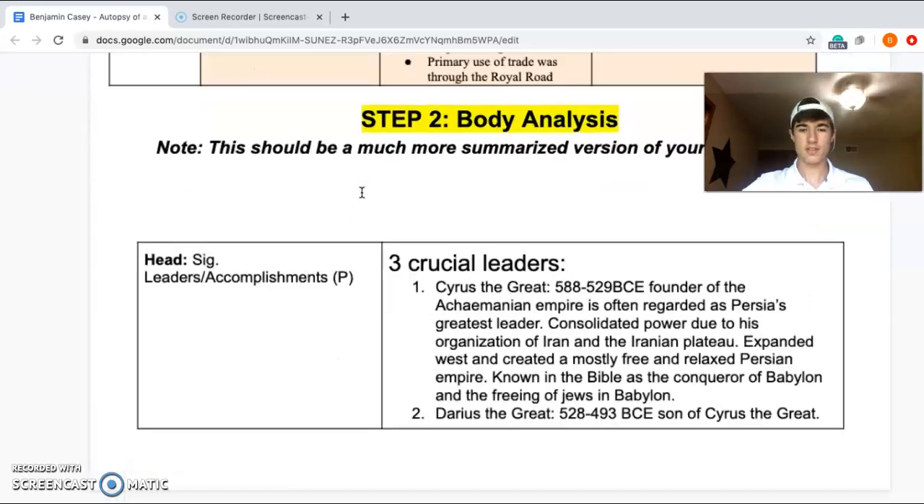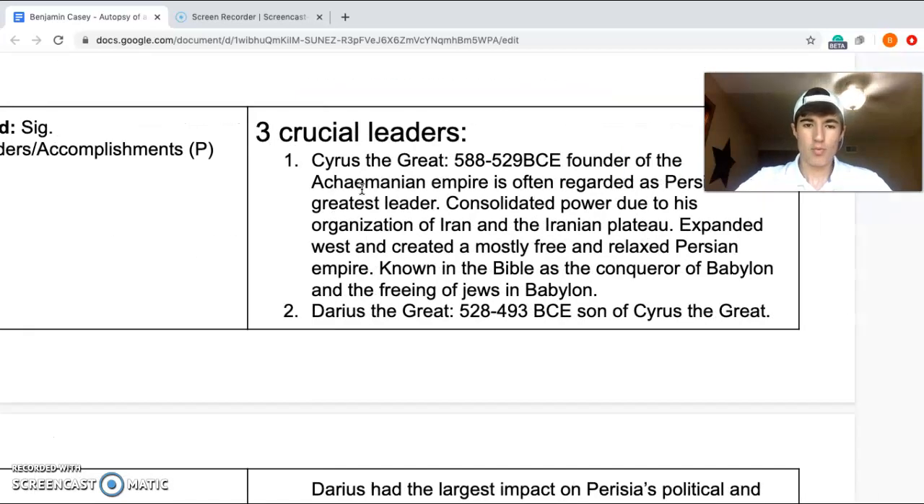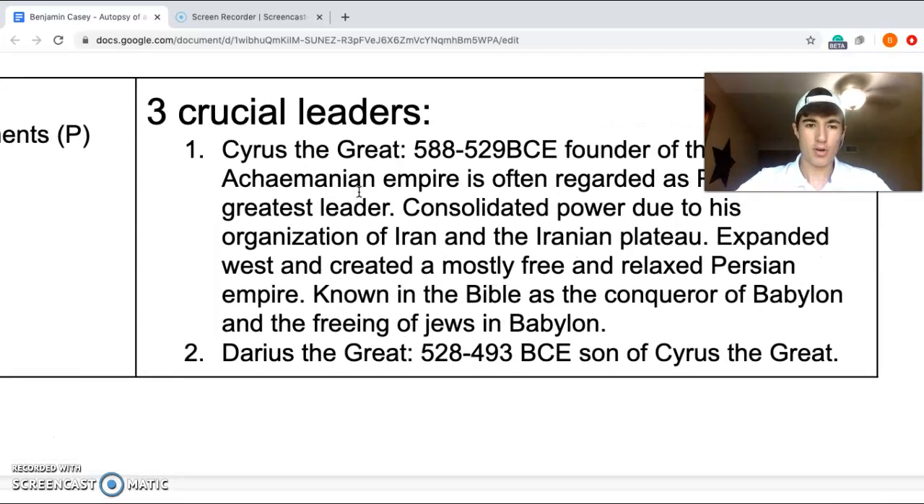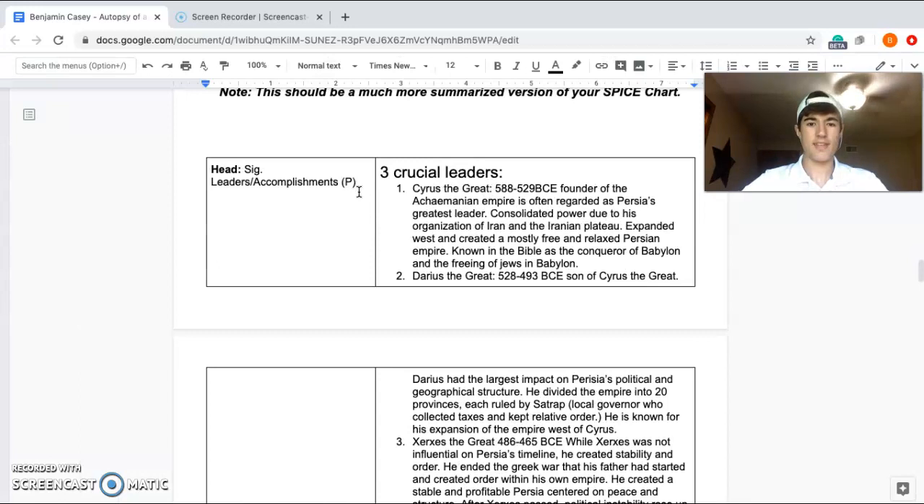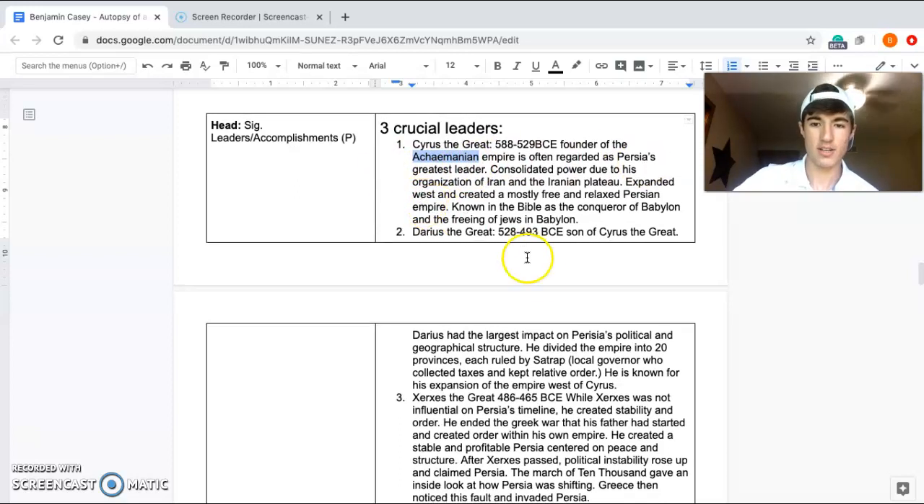we have some important places to start here. When understanding Persia, you have to understand their leaders, and they had three primary leaders that really helped out this empire. So you started with Cyrus the Great, and he was the founder of the Achaemenid Empire. There were different time periods when it was ruled, so the Achaemenid Empire was the first period of which it was ruled, and he is often regarded as Persia's greatest leader.